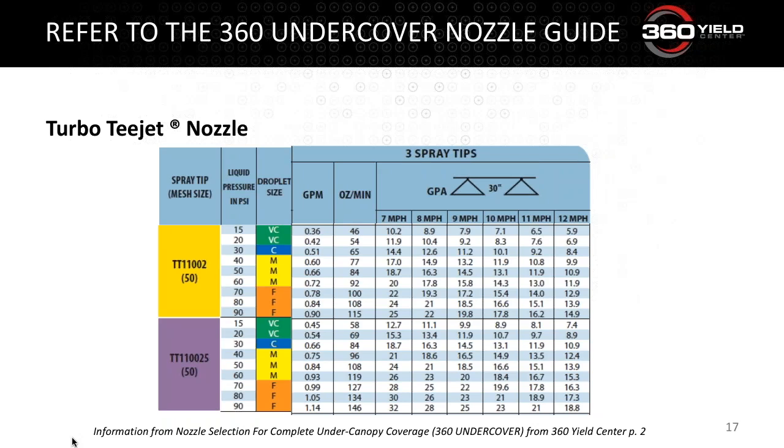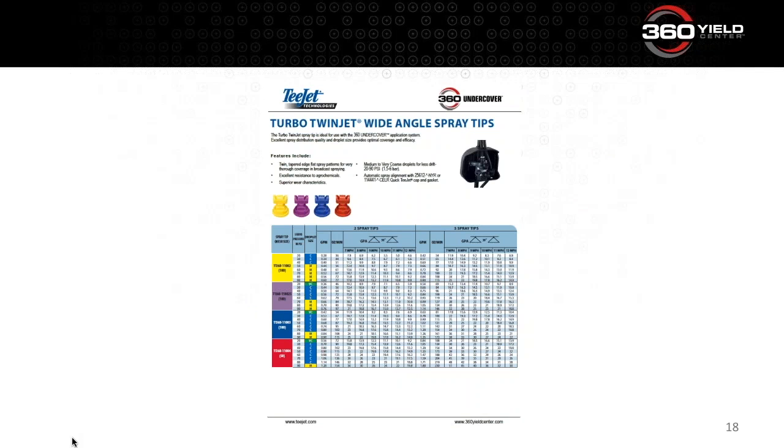If it's me spraying and it's a smaller field, and I've got some waterways and drainage ditches that I'm going to be slowing down to cross, I may be spending more time at that 7 mile an hour. I'd probably choose the 0.2. Quite frankly, either one of these nozzles for the scenario we painted is going to work just fine. So let's talk about real quick the TWINJET.